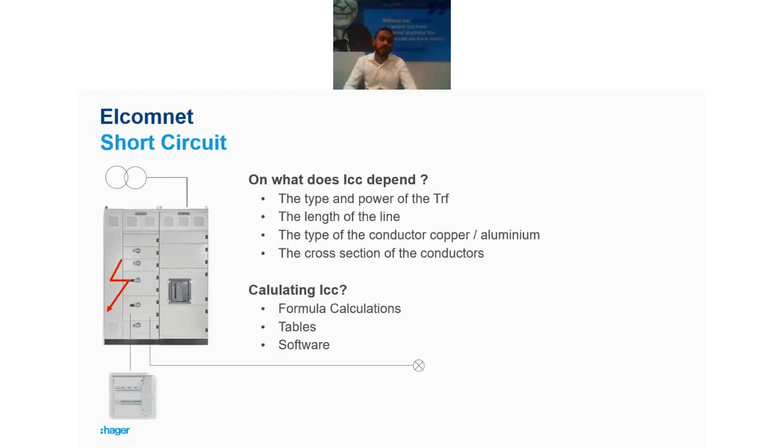How do we calculate short circuits? So we have three basic ways. One is using the formulas that we have, which is quite complex. It's long, it's tedious, takes a lot of effort. We have tables from manufacturers, which makes things easier, but I believe the easiest and the simplest and fastest way would be to use software. And Elcomnet is one such software which makes short circuit calculations very, very easy.